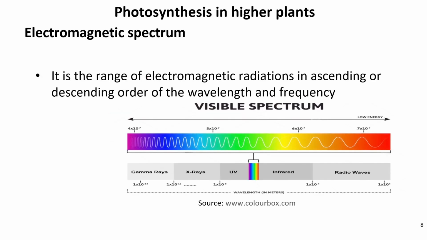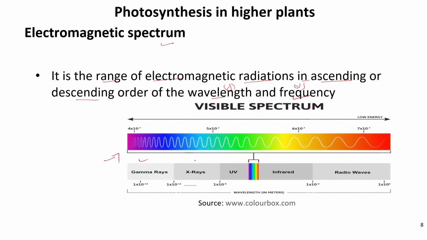Now let's talk about another term, electromagnetic spectrum. Alright. So how can it be defined? It is the range of electromagnetic radiations in ascending or descending order of the wavelength and frequency. Okay, you have to remember this: wavelength and frequency. Alright. So here you can see the electromagnetic spectrum.